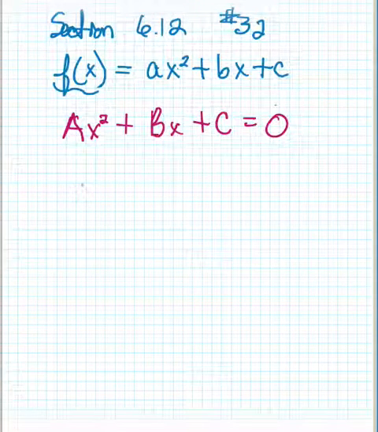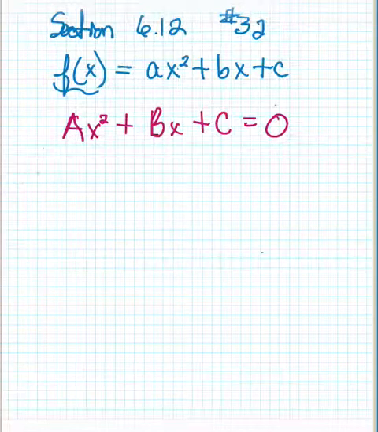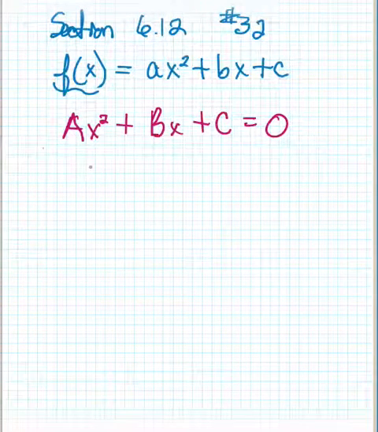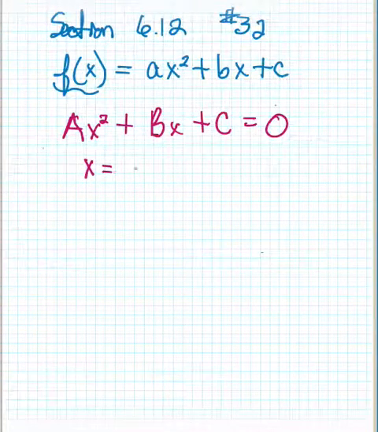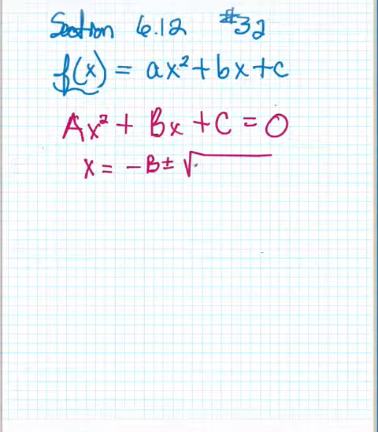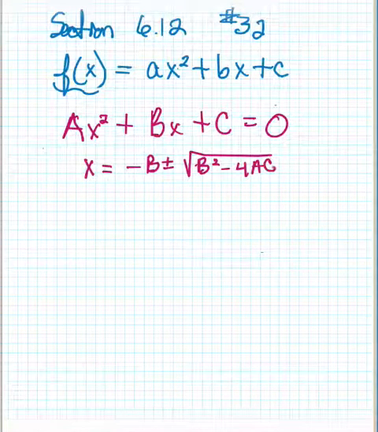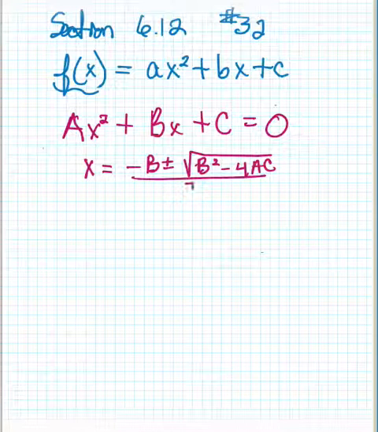And if we solve this, I'm using a capital A, B, C on purpose, so I want you to keep this straight in your head, okay? If I were to solve this, I would say x equals the opposite of b, plus or minus the radical of b squared minus 4ac, over 2a. That's how I would solve this equation.